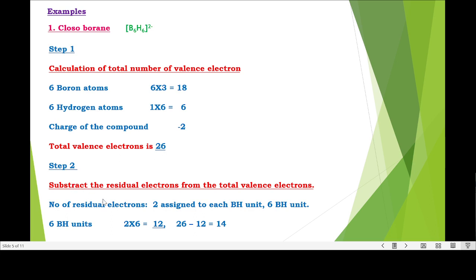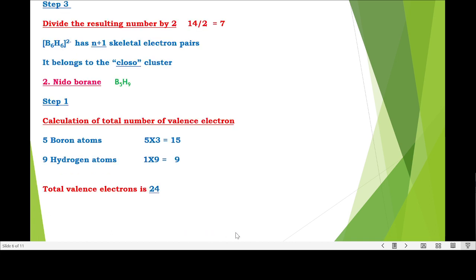Step 2, subtract the residual electrons from the total valence electrons. When we have 6 boron atoms, we have 6 BH units. So 6 into 2 is 12. 26 minus 12 is 14. Step 3, divide the resulting number by 2. 14 by 2 is 7. We have 6 boron atoms, so n plus 1, that is 6 plus 1. We have n plus 1 skeletal electron pairs. It belongs to the closo cluster.